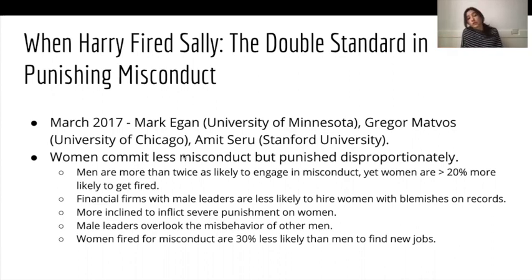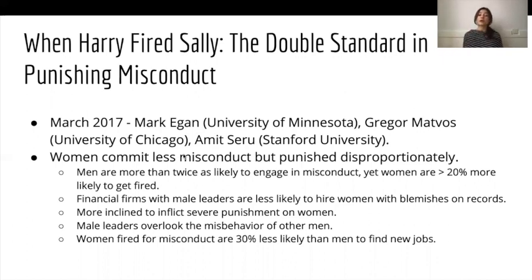And what it essentially concluded was that in the financial advisory industry, there are substantial differences in the punishment of misconduct among genders. What the study finds is that women commit less misconduct, yet they're punished disproportionately, which reveals that even though men in the financial industry are more than twice as likely to engage in misconduct, women are 20% more likely to be fired.